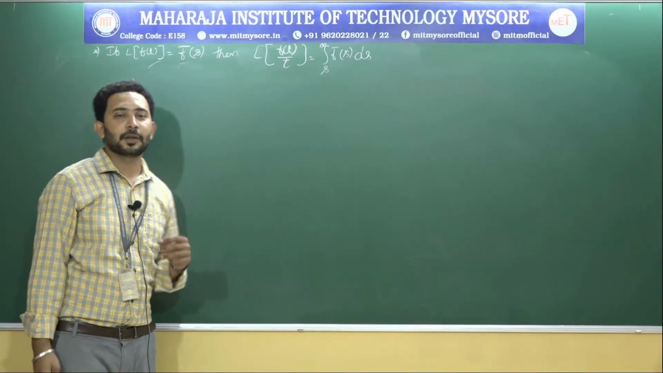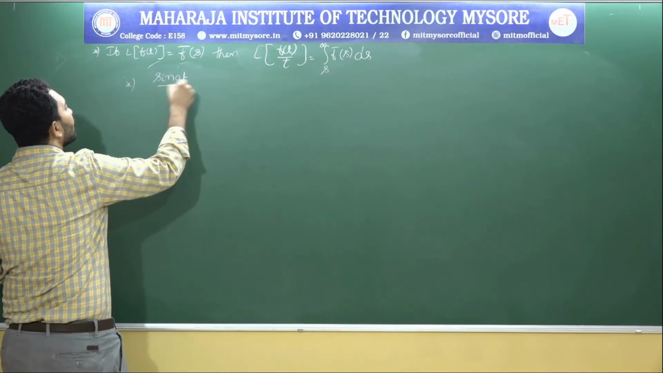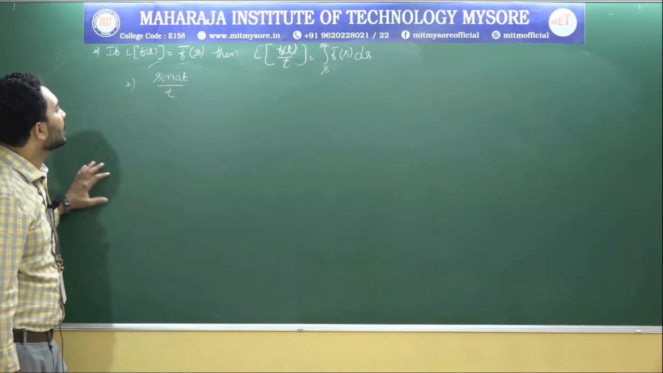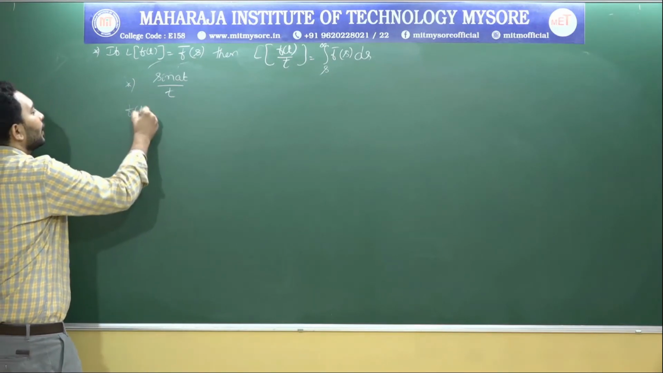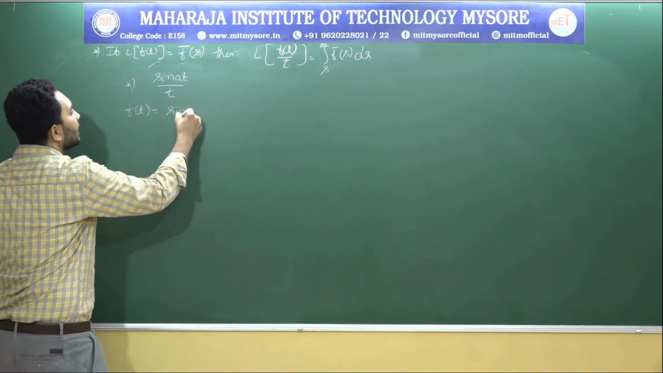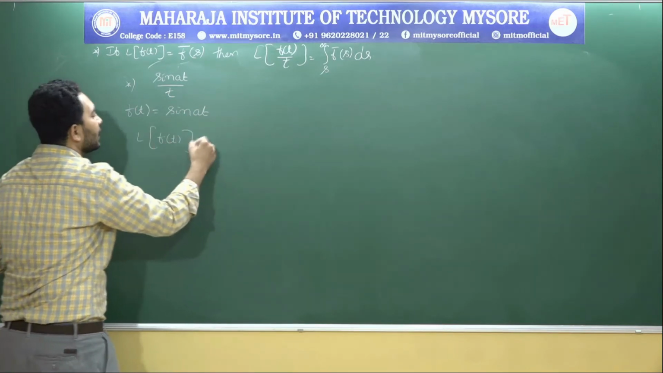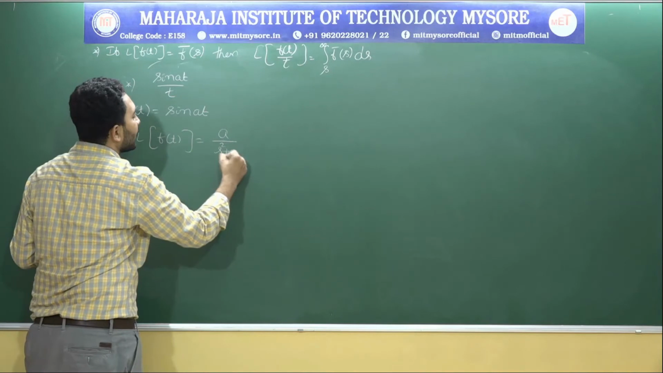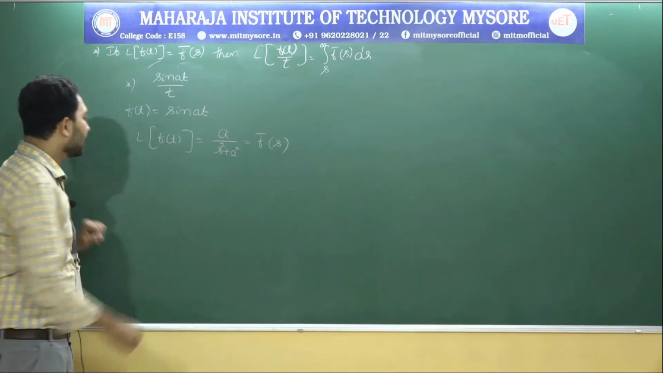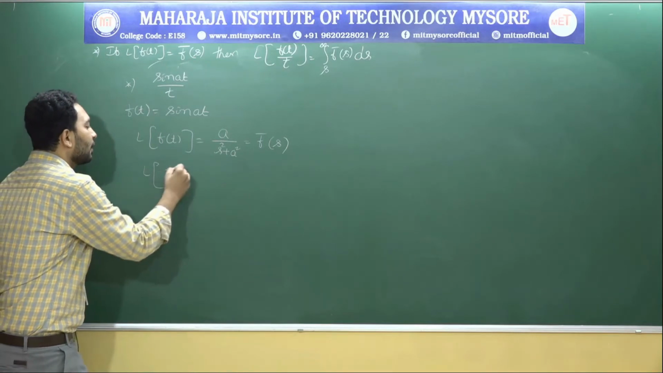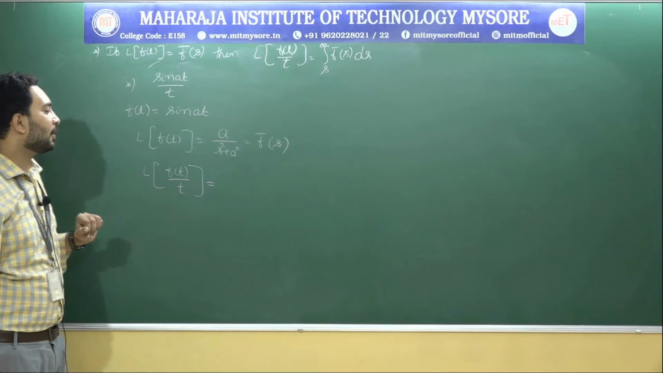Okay, next problem: find the Laplace transformation for the function sine at by t. So f of t equals sine at, then what is the Laplace of f of t? It is a divided by s square plus a square, which is our f bar s. Then what is the Laplace of f of t by t?